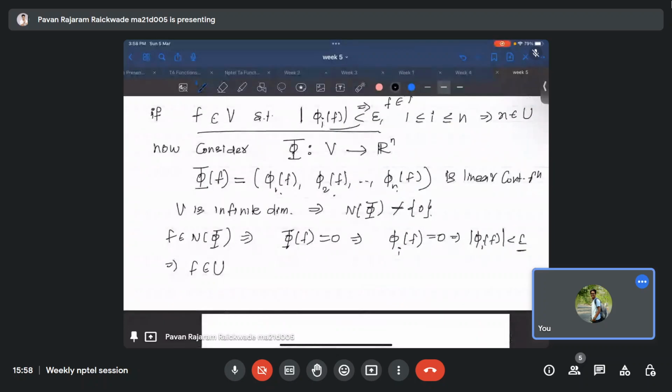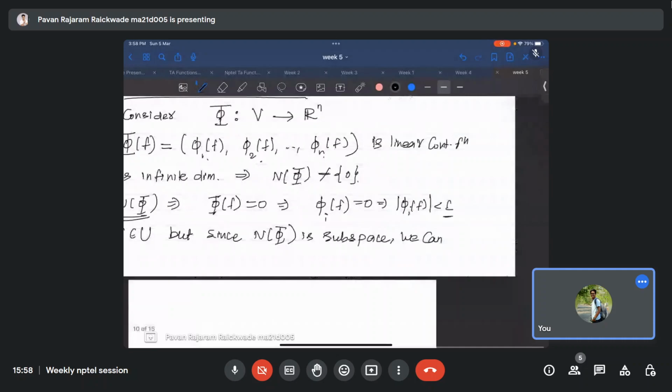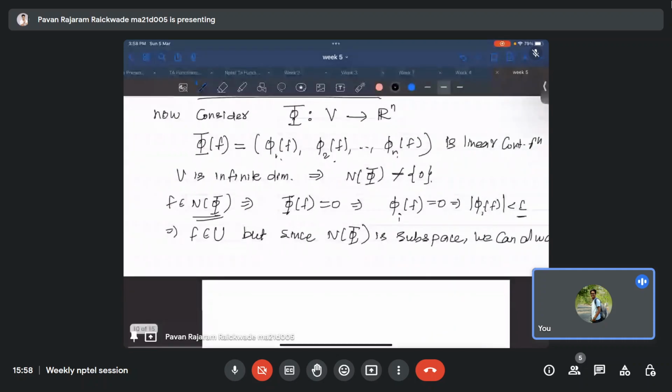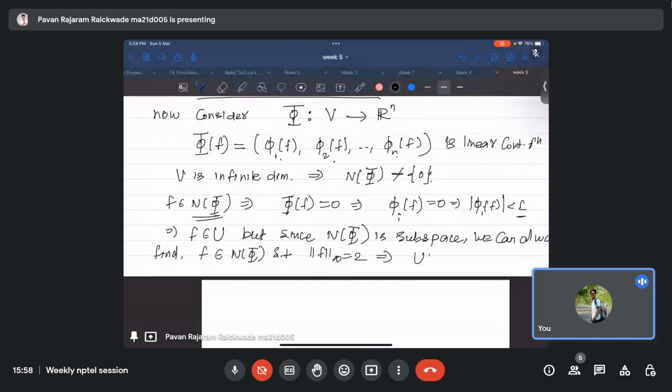But since the null space of phi is a subspace, we can always find an f belonging to the null space of phi such that the norm of f is 2. That means the intersection of U and S, the set that we defined, is non-empty.